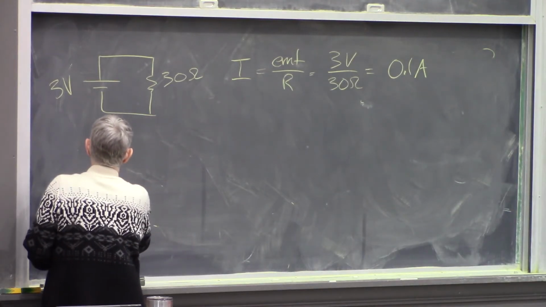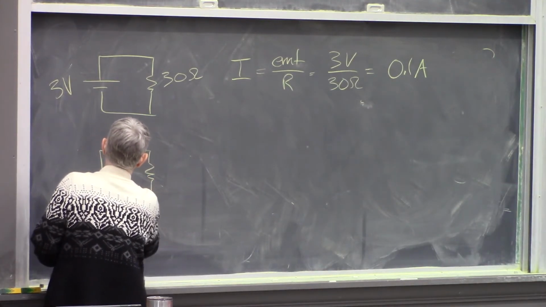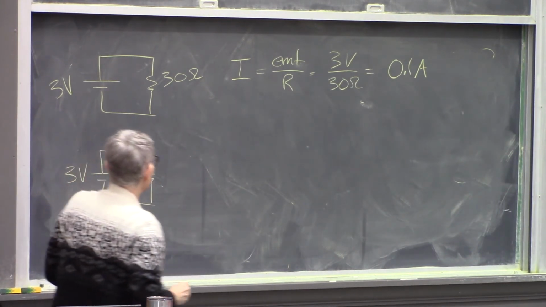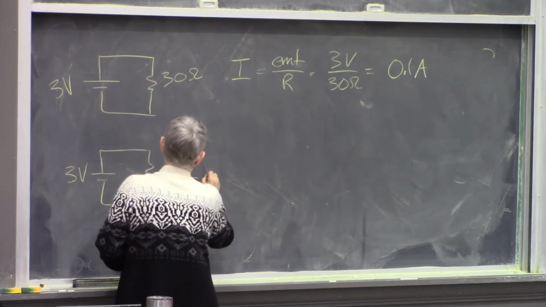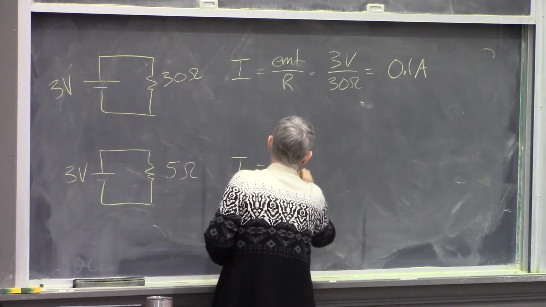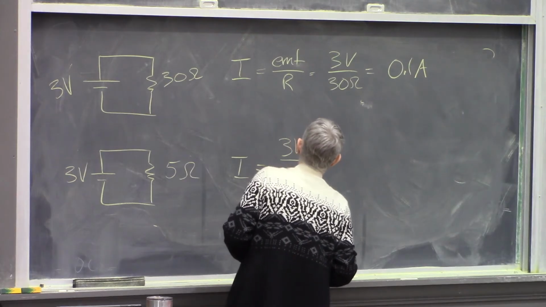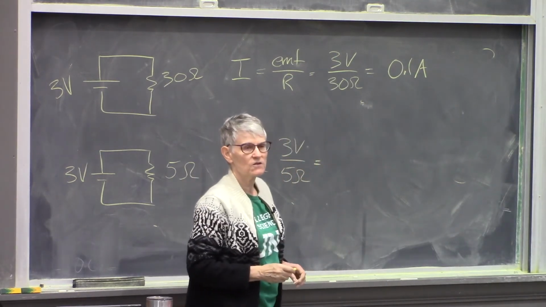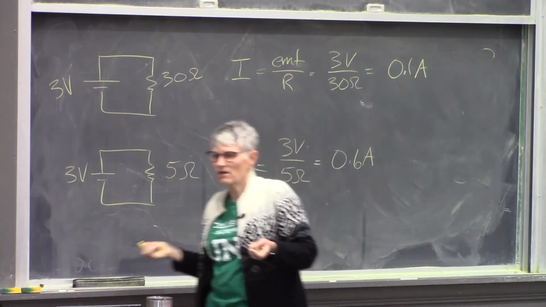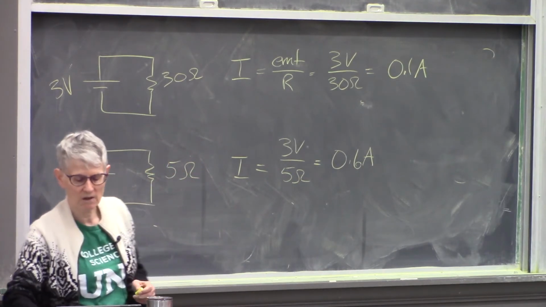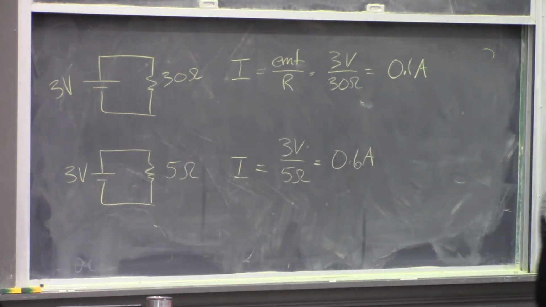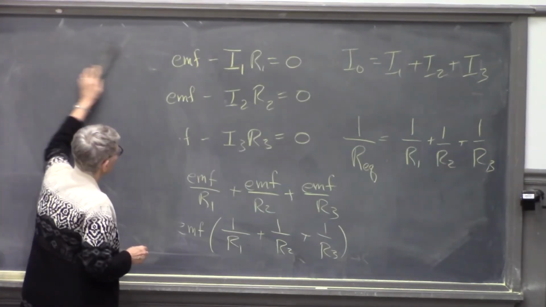Okay, let's try a different resistor with the same battery. We still have 3 volts, but now we've got a 5-ohm resistor. So the current is, again, going to be 3 volts over 5 ohms, which gives us 0.6 amperes. So we see again that it's not just the battery that determines the current. It's what's in the circuit with the battery. Okay, so let's put these resistors together into a circuit.